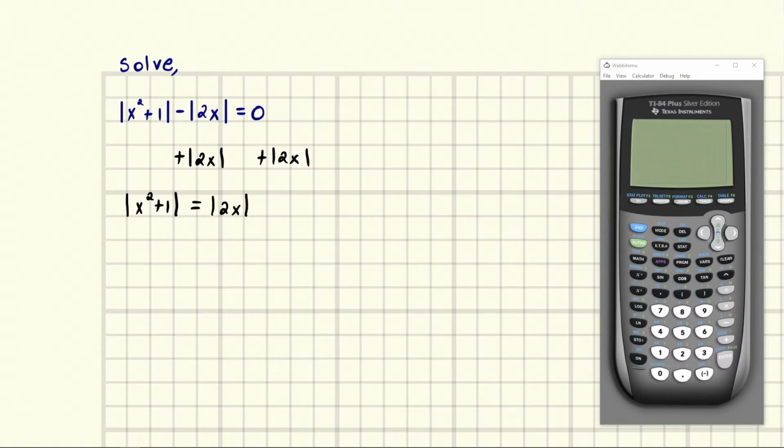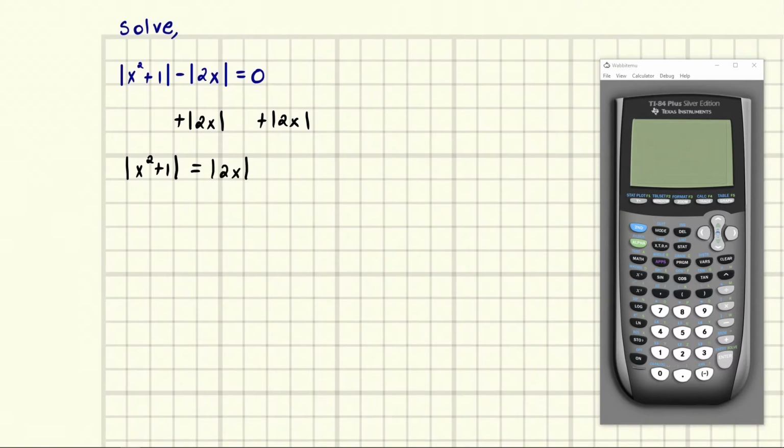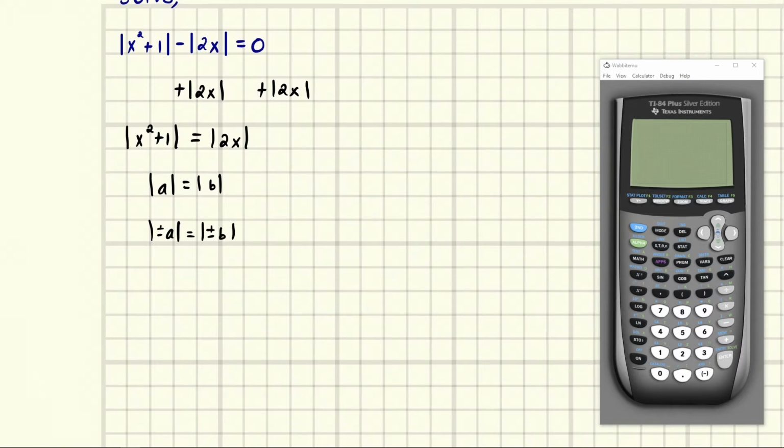of 2x. Now here, because of some properties that we talked about earlier, namely that if we have absolute value of a equals absolute value of b, then it also holds true that plus or minus a is equal to absolute value of plus or minus b. And in fact, we can drop the absolute value on one side because this absolute value guarantees we're always going to get a positive number out. So what this means is we can take our top value up here. We could take x squared plus 1.